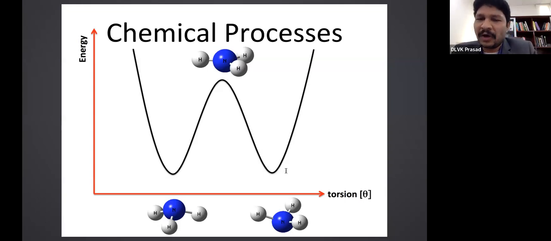This is popularly called in textbooks an umbrella inversion. But this won't cross the barrier. This would go through a process called tunneling without crossing the barrier. So this molecule would not cross this barrier, but penetrate through the wall of the potential well to form two equal energy state molecules, the one which I have shown on the left and right. This process can only be explained by quantum theory or quantum mechanics.